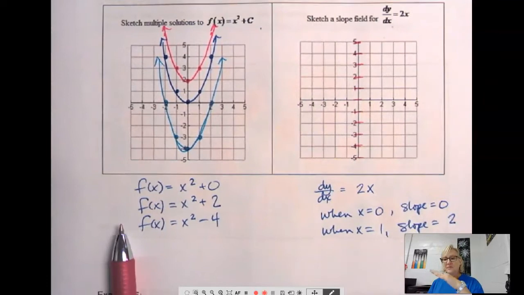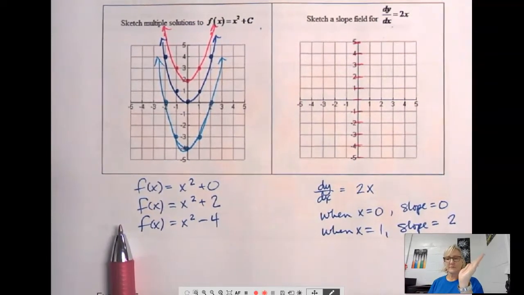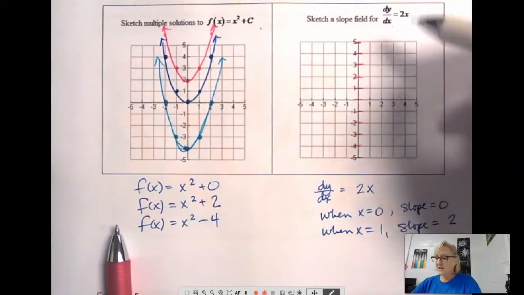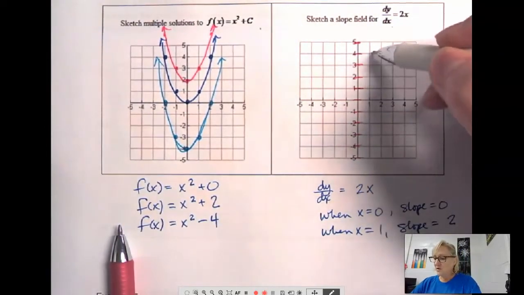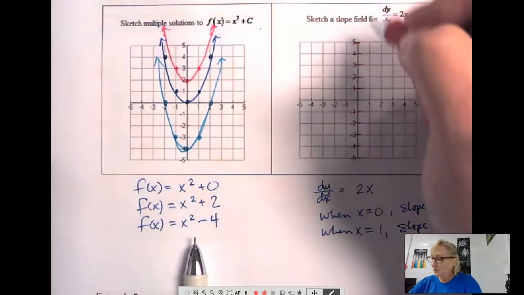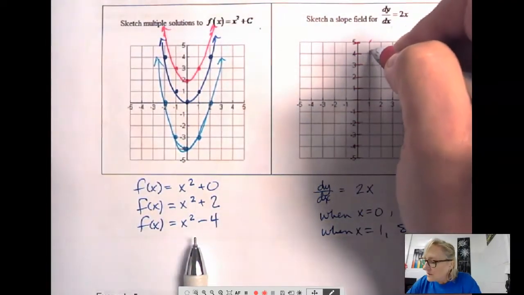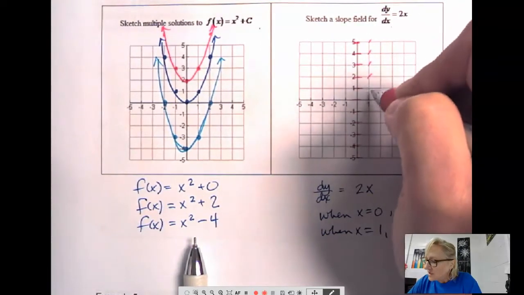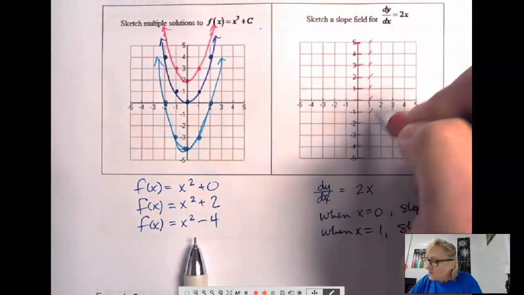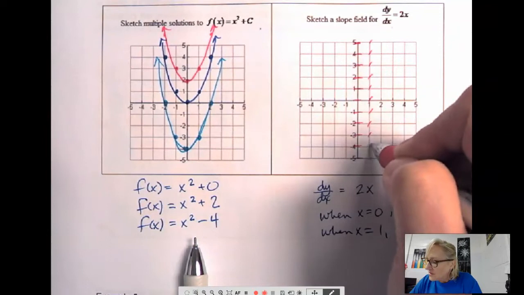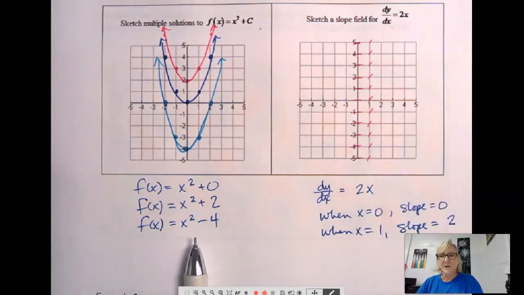So a slope of 2 is a positive slope. A slope of 1 is like a 45-degree angle, so we need to make it a little bit steeper than that. Everywhere that x is 1, which is all along here, I have a slope of 2. So I'm going to try to make it look like a slope of 2. You just do the best you can, and try to plot a slope that represents a rise over run of 2 over 1.